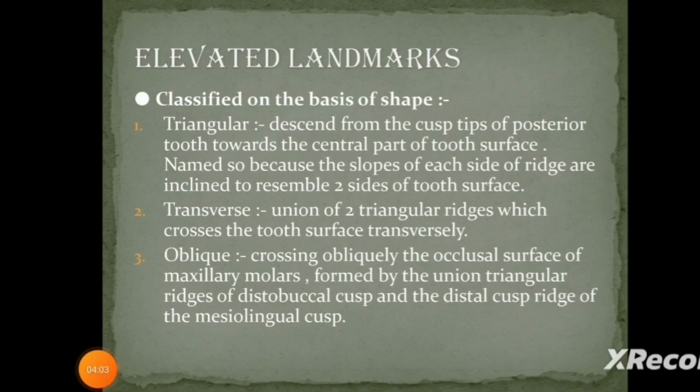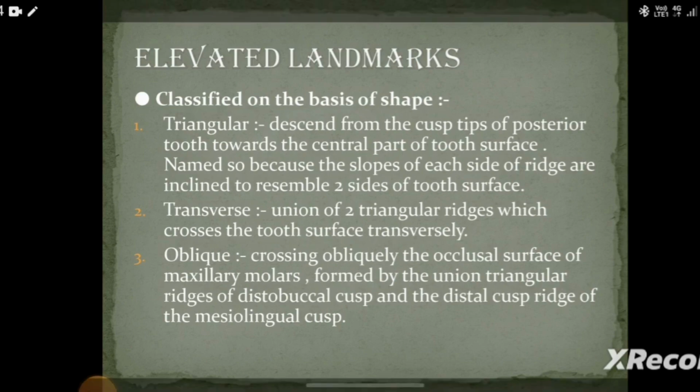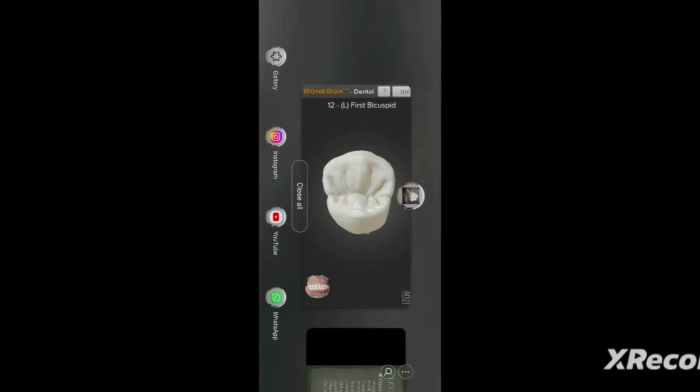Now on the basis of shape, there are three types: triangular ridge, transverse ridge, and the oblique ridge. The triangular ridge descends from the cusp tips of the posterior tooth towards the central surface of the crown. These are named so because the slopes on each side of the ridge are inclined to resemble two sides of a triangle.